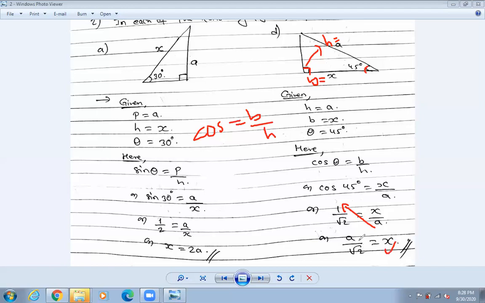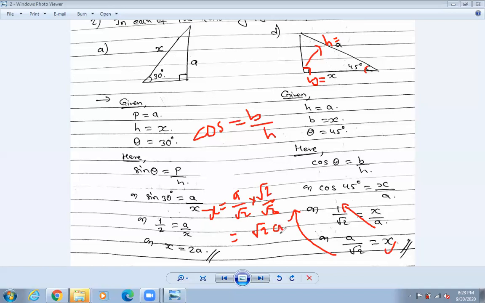Okay. So otherwise we can rationalize this number also. There is a root in the denominator. So we can go like this also. So X equals A by root 2. Since there is root 2 down there, let us multiply by root 2 over root 2. So A into root 2 becomes A root 2.